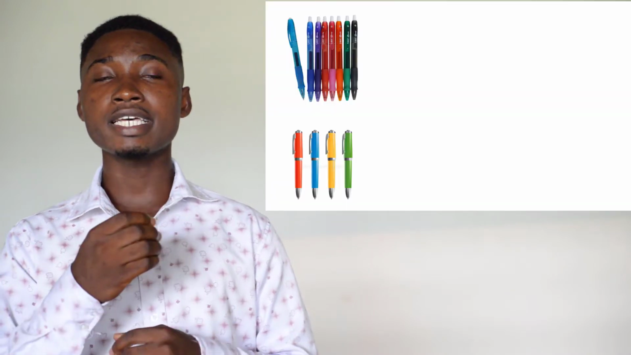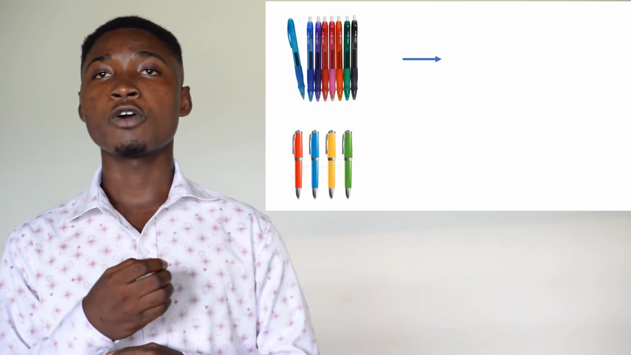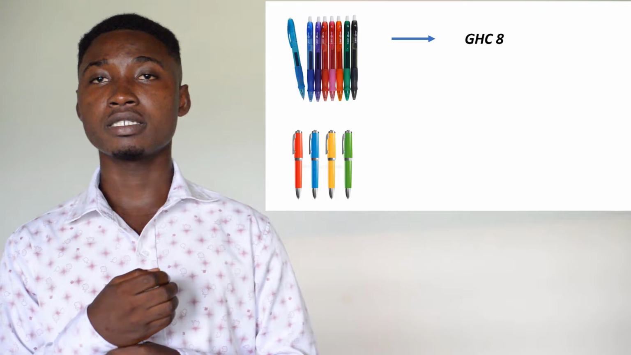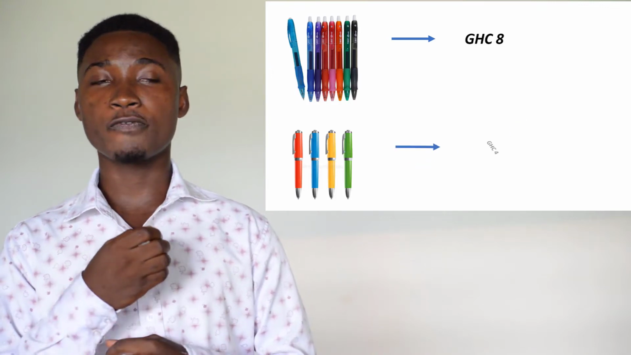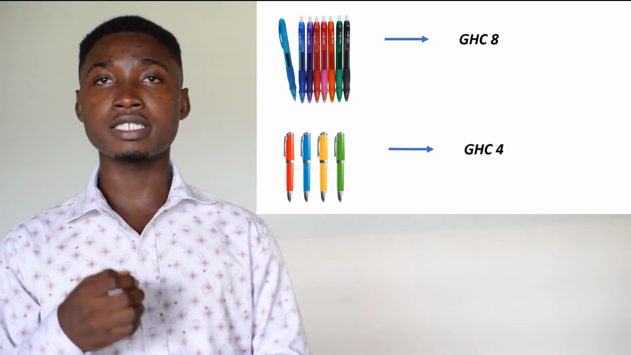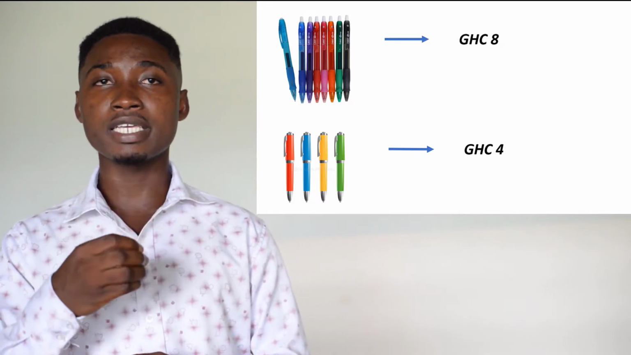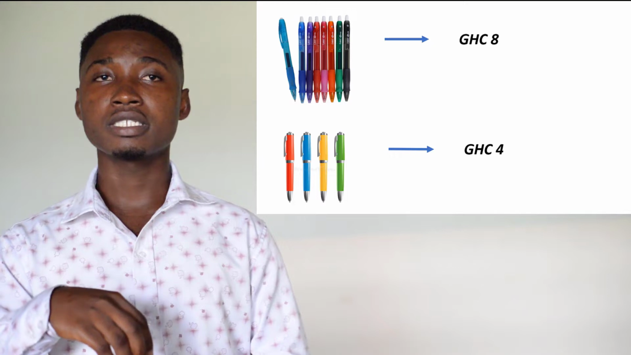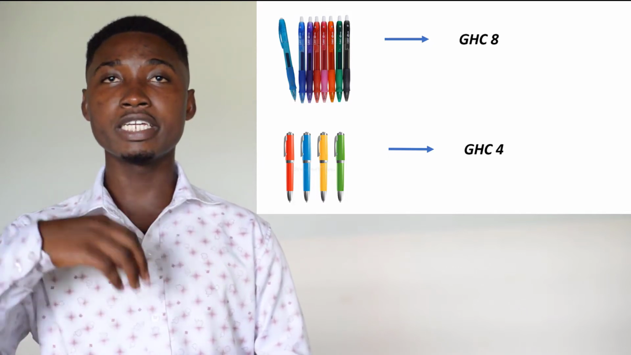Let us consider another real-life situation. Justice bought 8 pens for 8 cedis, whilst Albert bought 4 pens for 4 cedis. We can also see that as the number of pens decreases, the cost also decreases.